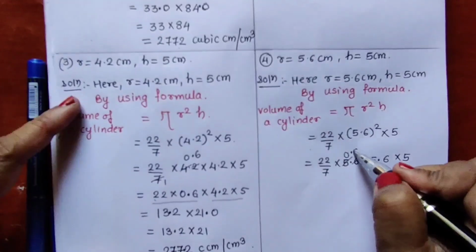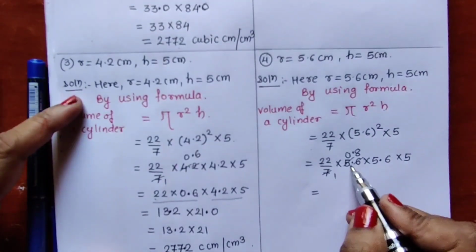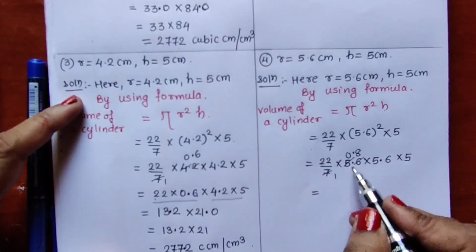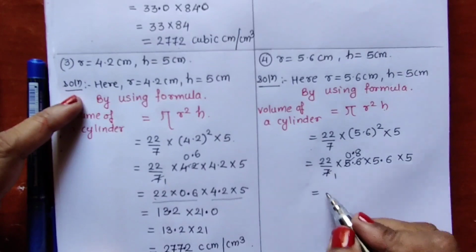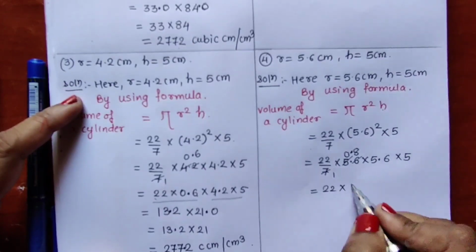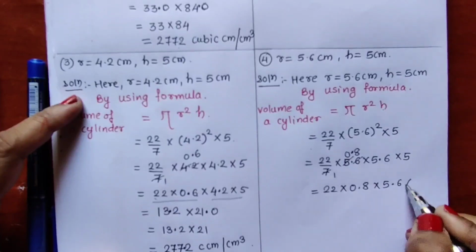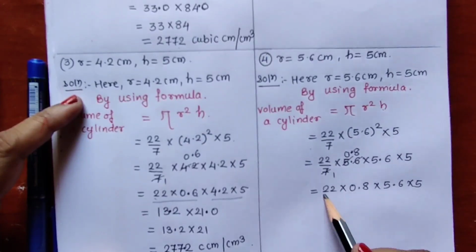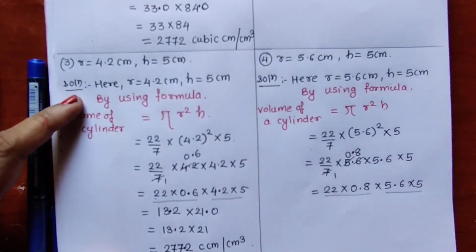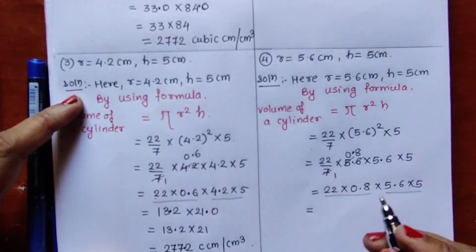Then 7 8s are 56. So in this way we can cancel 5.6 by 7, 7 1s are 7 and 7 8s are 56, but we have to put a point and 0 here. Now write 22 multiply by 0.8 multiply by 5.6 multiply by 5. Again we will multiply two numbers, 22 into 0.8 and 5.6 into 5. So 22 8s are, what is the answer?